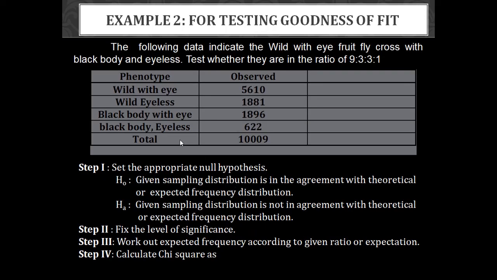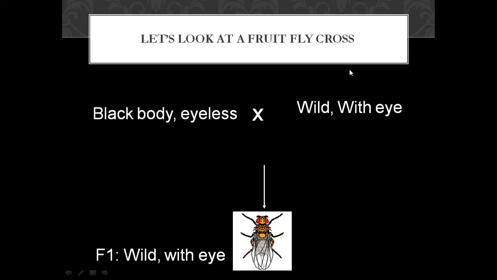This is another example where we have 4 classes: wild with eye, wild with eyeless, black body with eye, black body with eyeless. So this indicates a fruit fly cross with the black body eyeless, and here our expectation of the theoretical ratio is that it should be in the 9:3:3:1 ratio. So this frequency should be in the ratio of 9:3:3:1.